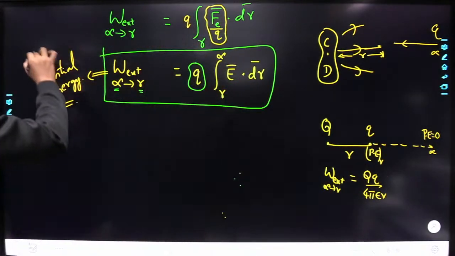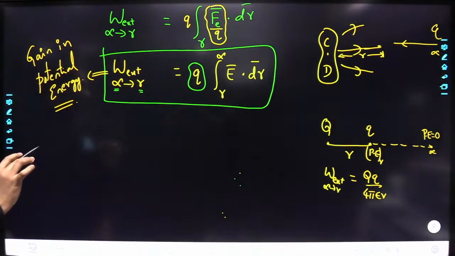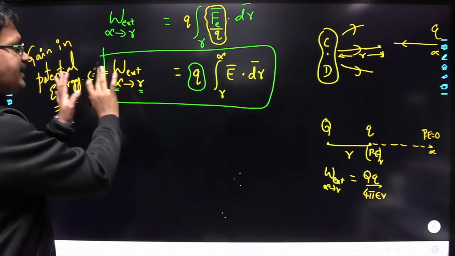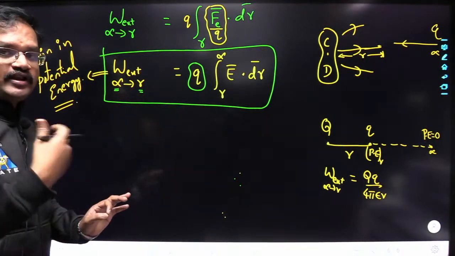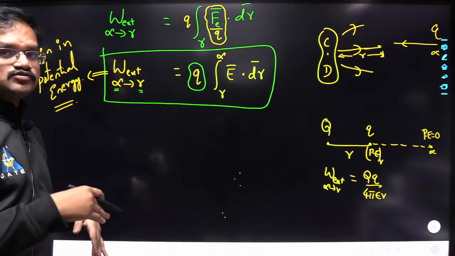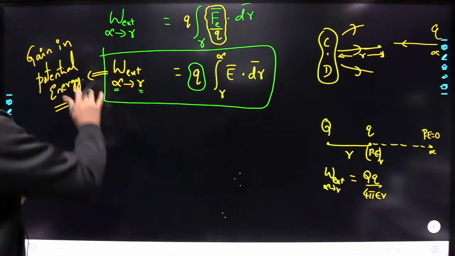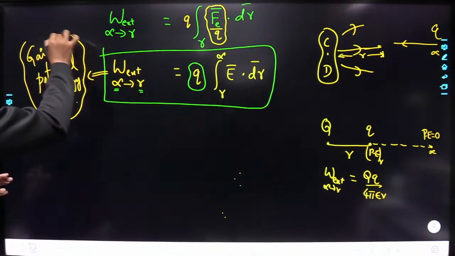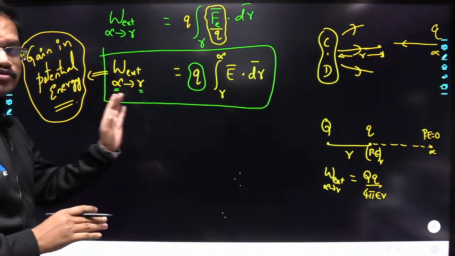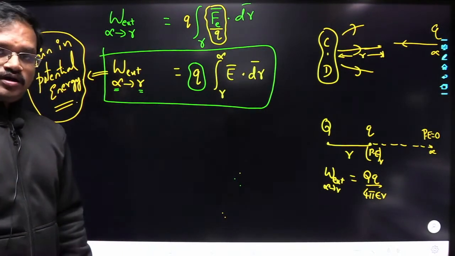In general, we always consider it as gain in potential energy. If we get this value as positive, we treat it as gain. If we get this value as negative, we treat it as loss in potential. But always we call it gain in potential, so depending upon whether it is positive or negative, we understand whether it is gain or loss.